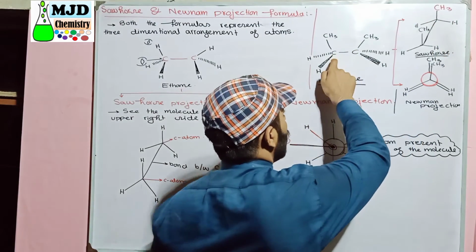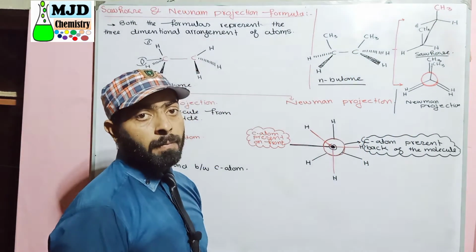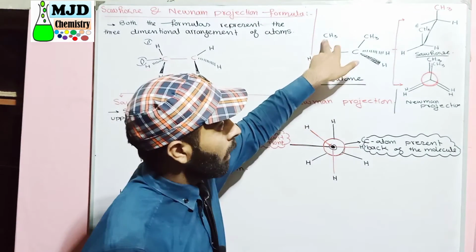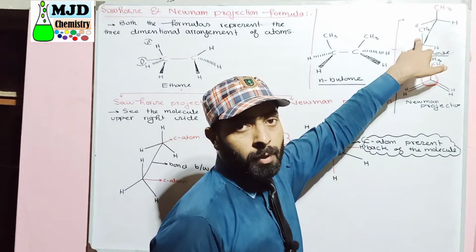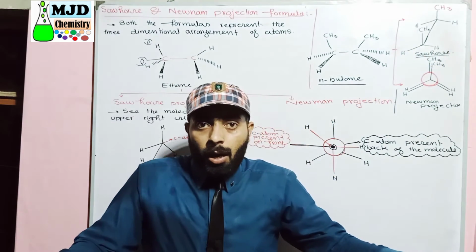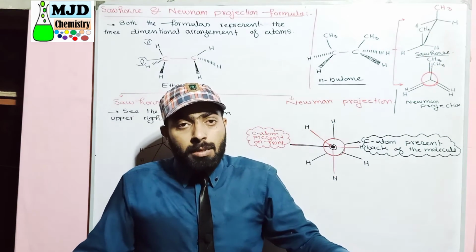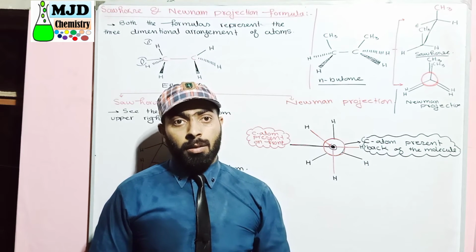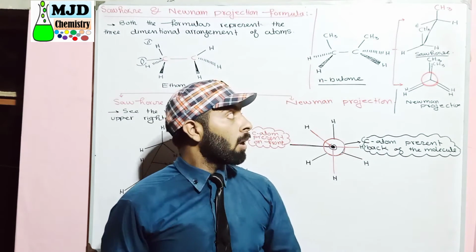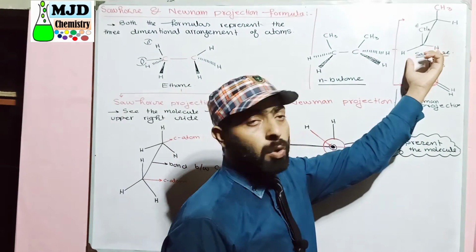And here we write 2 hydrogen atoms. Similarly, when we write about this carbon atom, CH3 is present above. Here I write it above. And 2 hydrogen atoms are present on either side. One is towards you and the other is away from you. Now we write these 2 hydrogen atoms.